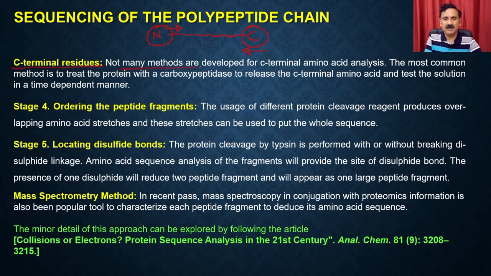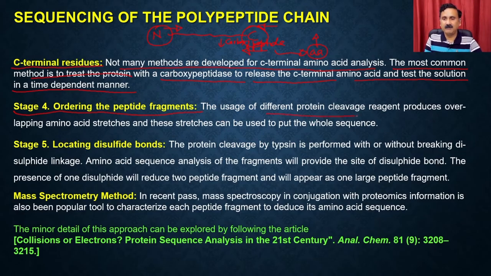For the C-terminal residues, not many methods are developed for C-terminal amino acid analysis. The most common method is to treat the protein with carboxypeptidase to release the C-terminal amino acid and test the solution in a time-dependent manner. Carboxypeptidase is a specific enzyme which releases the amino acid from the C-terminal side rather than the N-terminal side. So, the released amino acids are the C-terminal amino acids. Once the amino acid is released, you can identify it by Sanger's or the Edman degradation methods.